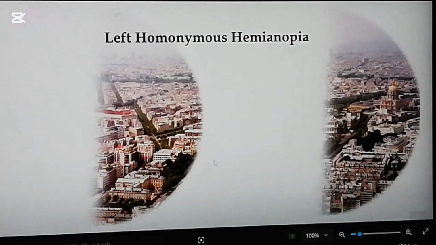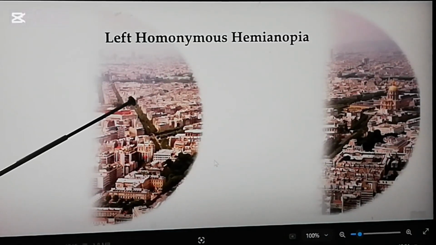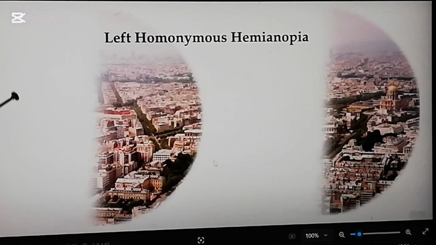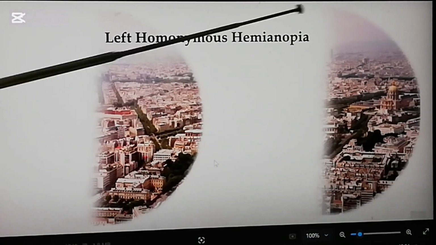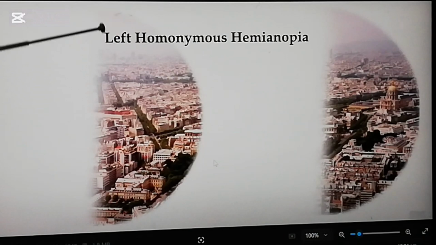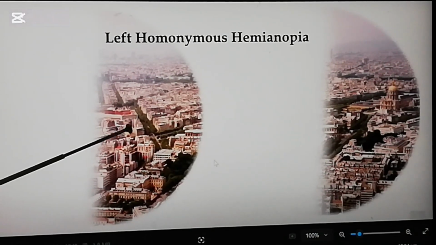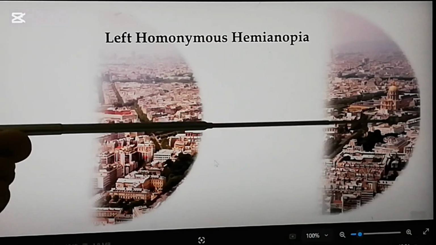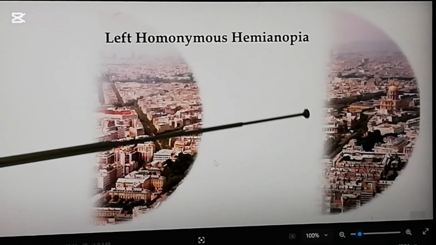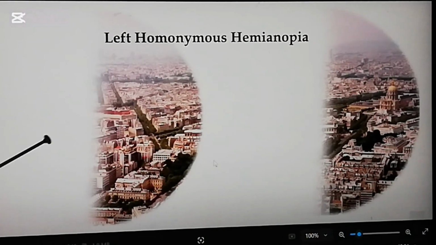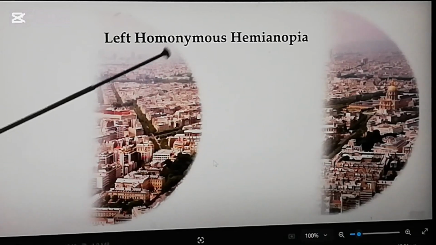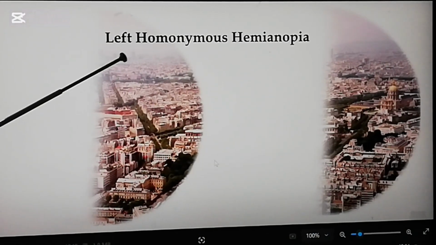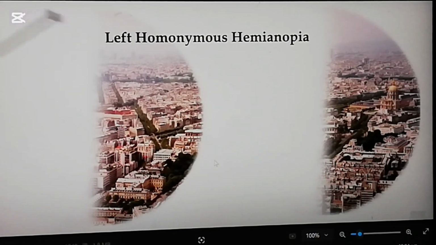Okay. Now again, this picture is showing left homonymous hemianopia. If this is the whole left visual field and this is the right visual field, and we section each into two, this is the left side, this is the right side, this is the left and this is the right. Both left sides of our visual fields are impaired, so they are labeled as left homonymous hemianopia.